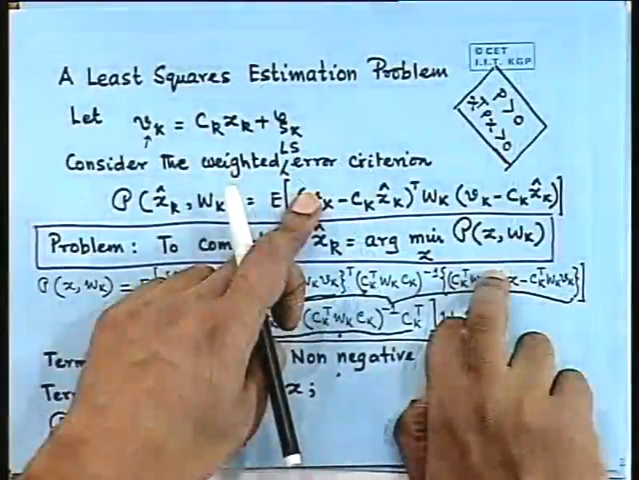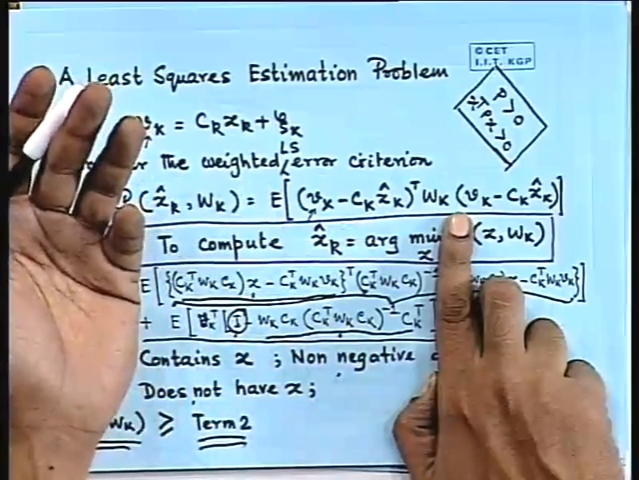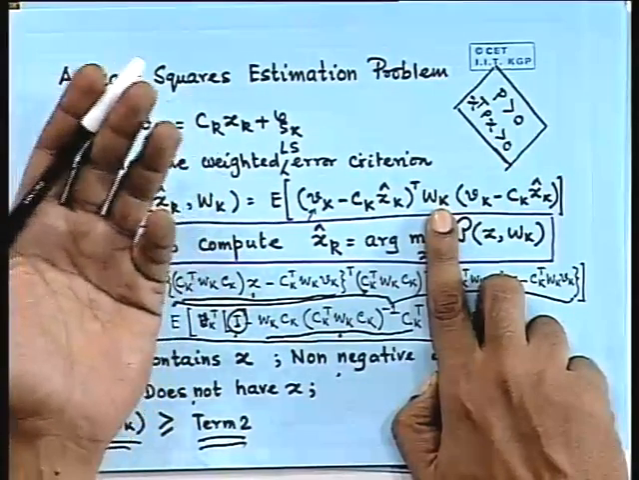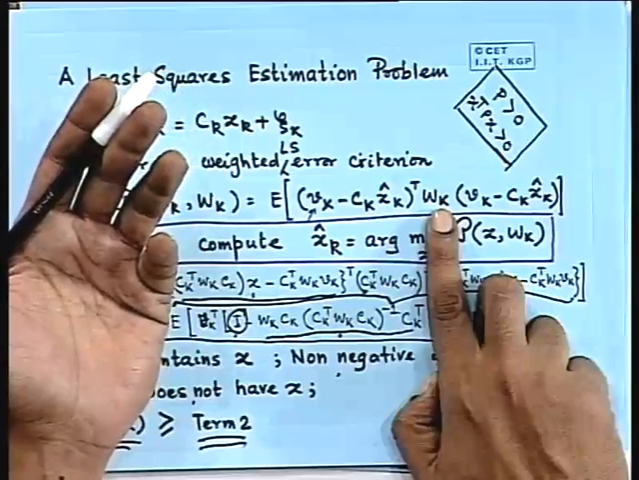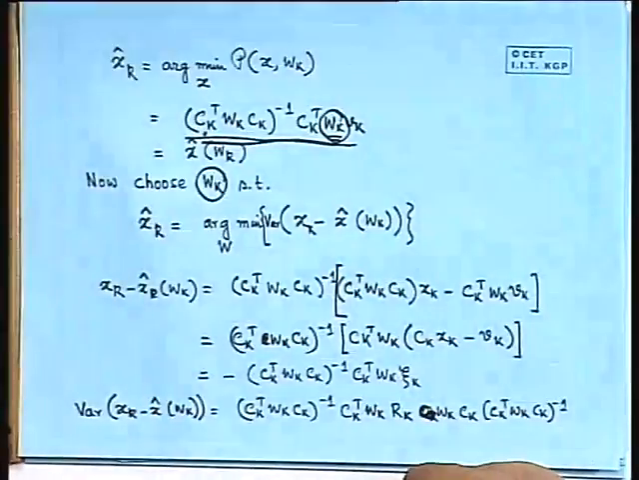Because this is a quadratic form, its minimum value is 0. When does that happen? When Wk equal to 0. But Wk equal to 0 does not get you anywhere. You can't get a solution from there. So therefore we cannot use that formulation.